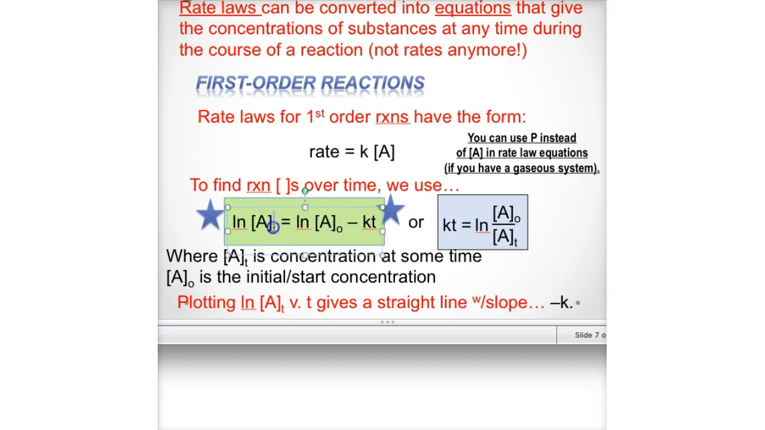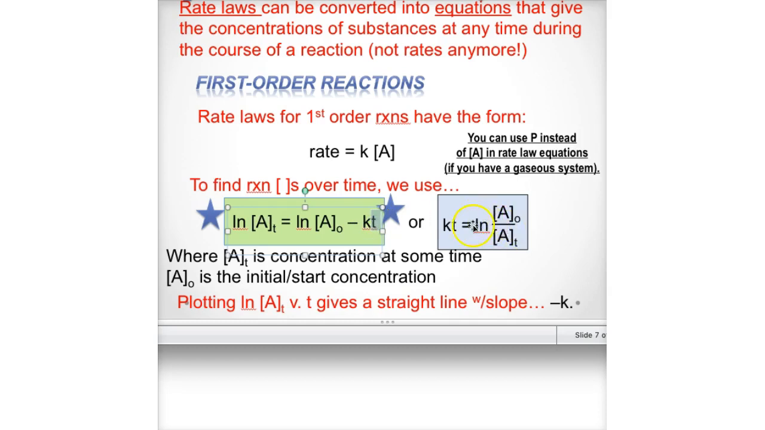So here is the concentration of A at a certain time. Here is the concentration of A at the beginning. So this little 0 is called naught, and it represents initial. So we don't write I, we write naught. So what is the initial concentration and what is the final concentration? And you subtract that from the rate constant, and you multiply that rate constant with time.